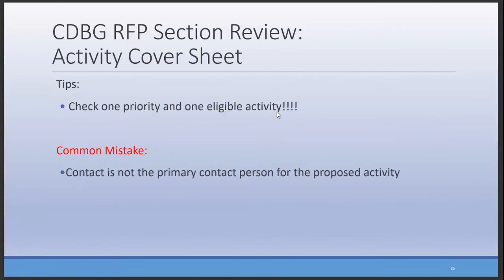A tip for the activity cover sheet is to only check 1 priority and 1 eligible activity. If your activity does not fit into a priority, that is not eligible. I know, I will stop repeating that.